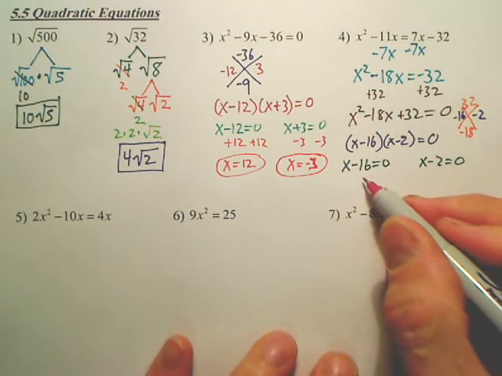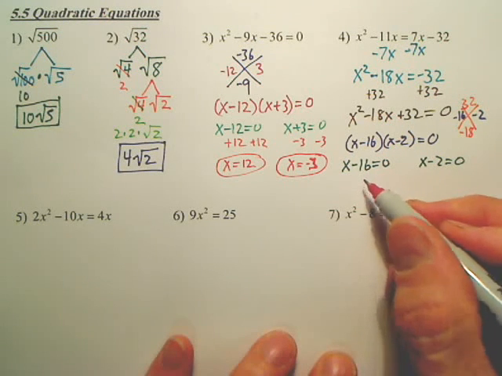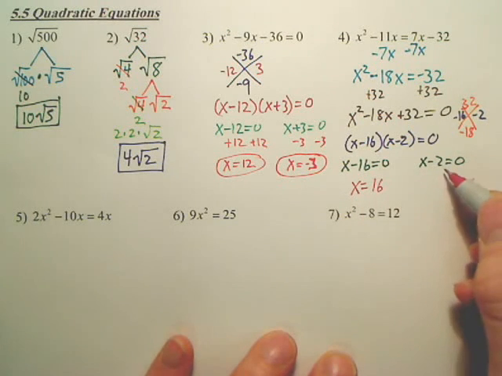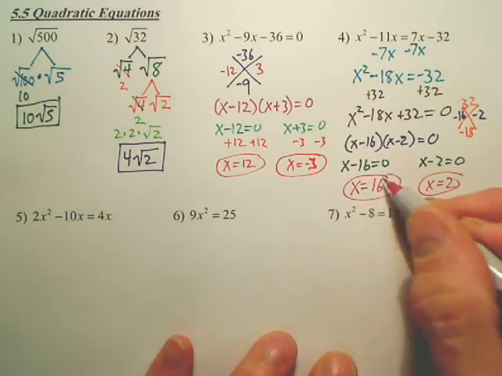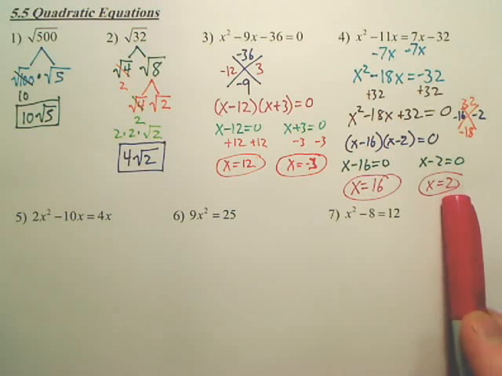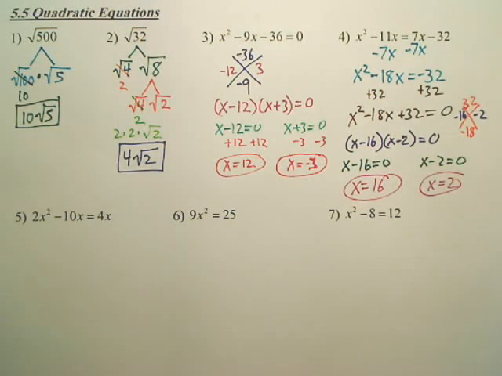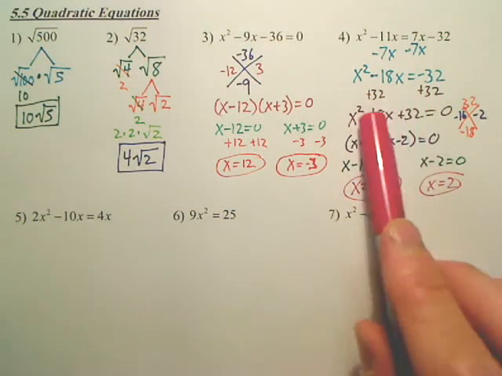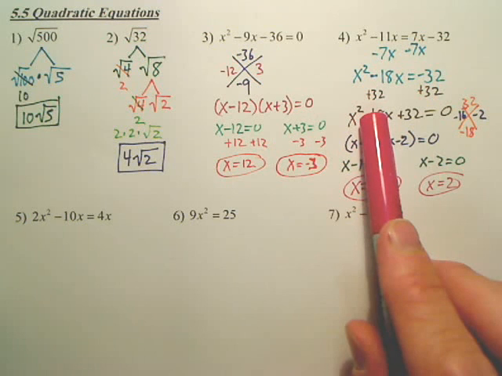Now, can most of you just tell me the answer by looking at that? Yes. Most of you should be able to look at that and go, oh, that's 16, and look at this one and go, oh, that's 2. That should work. 16 and 2. Both of those will make this true. So here it was already equal to 0. Here we had to set it equal to 0. Got it?